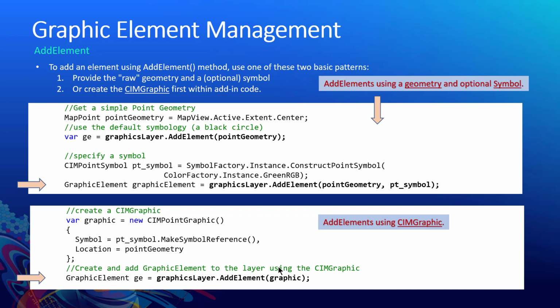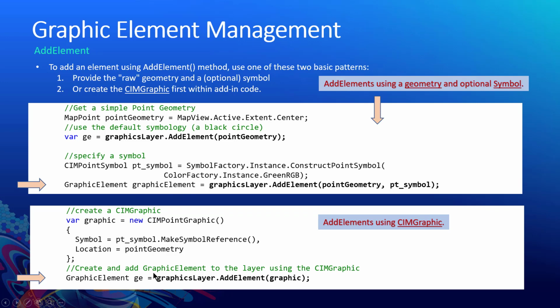To add graphic elements programmatically, there are two basic patterns. I've illustrated both these patterns in the slide. In the first pattern here, I'm passing a geometry, in this case a point geometry, to the add element method. The symbology used to draw the point is an optional parameter. Notice here on this line of code, I am passing in my point geometry and the symbology to the add element method. This returns a graphic element object.